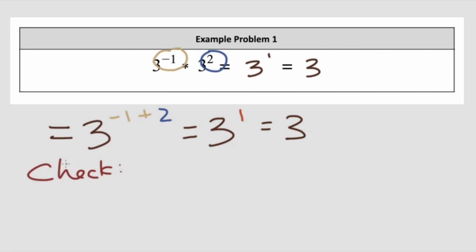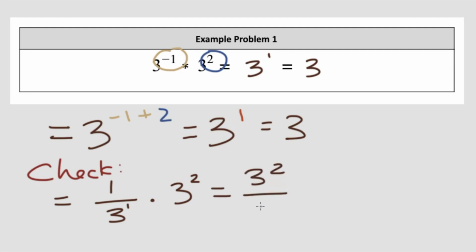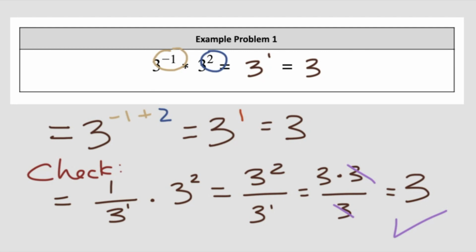Finally, let's check our work. We know that that result is the same thing as 1 over 3 to the power of 1 times 3 to the power of 2. I'm going to make sure I write that 1 at the bottom as well. That is equal to 3 times 3 to the power of 2 over 3 to the power of 1, which is equal to 3 times 3 over 3. And then I know that I can cancel out the 3 on the top and the bottom to get just 3, as I got last time as well. So check their work, looks pretty good.